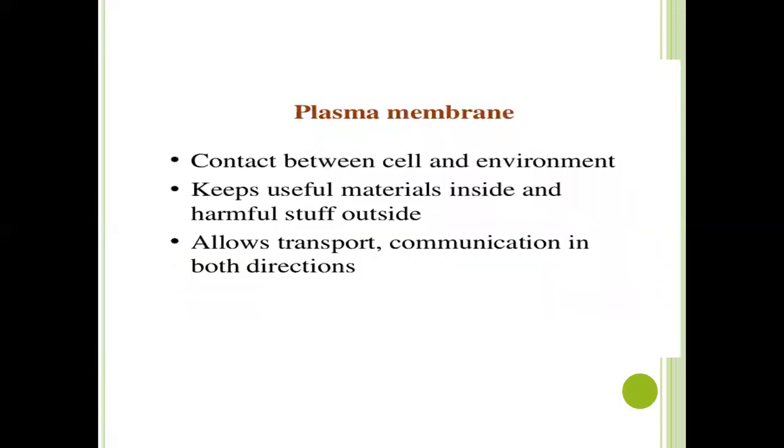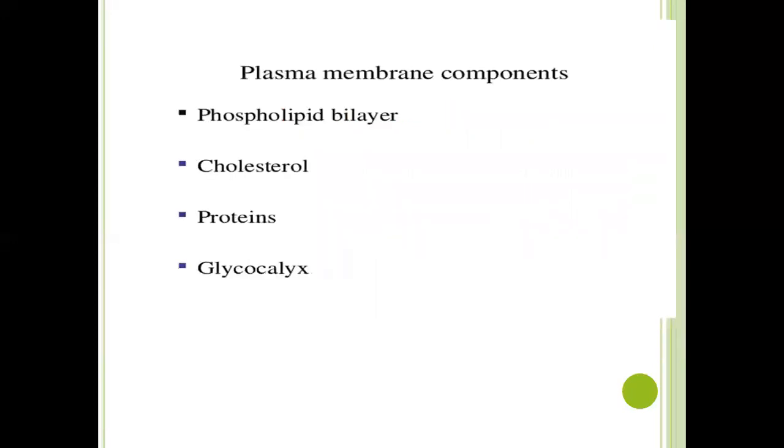Plasma membrane. Contact between cell and environment, keeps useful material inside and harmful stuff outside, allows transport and communication in both directions. Plasma membrane components: phospholipid bilayer, cholesterol, proteins, glycocalyx.